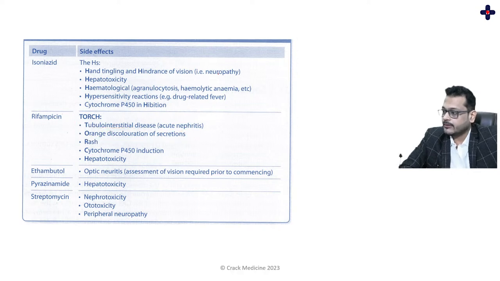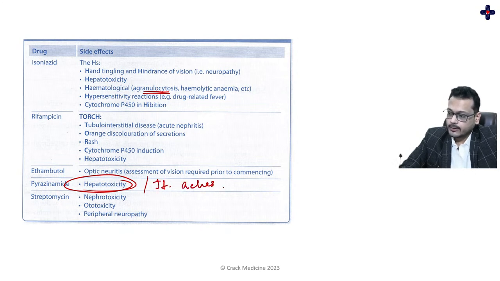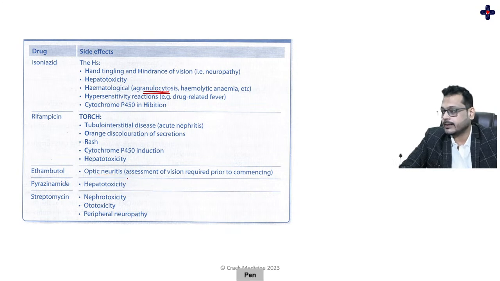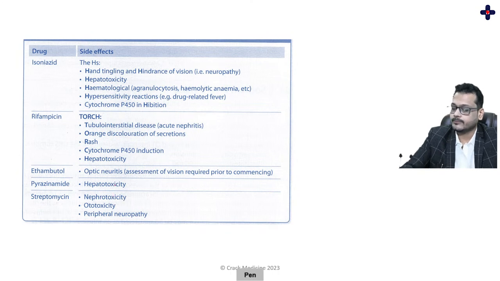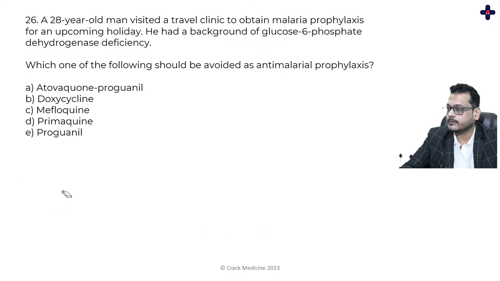In isoniazid, you have peripheral neuropathy, and agranulocytosis as well. Pyrazinamide, hepatotoxicity is the known side effect. Also, please remember joint aches or pain. This is also a recognized side effect of pyrazinamide. This has been asked as a question. Do not forget that. Aminoglycosides, ototoxicity and nephrotoxicity is a fairly important side effect. You must remember that streptomycin causes ototoxicity as well as nephrotoxicity. This is a second line drug, by the way.